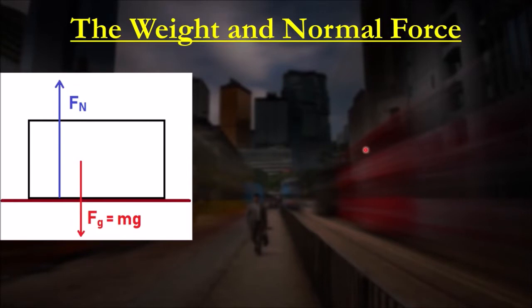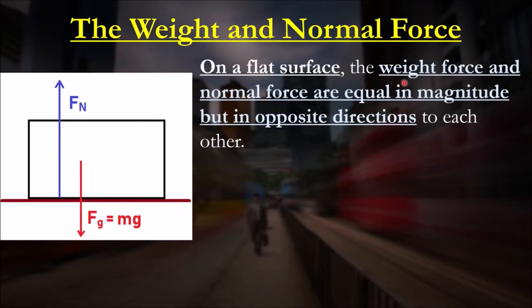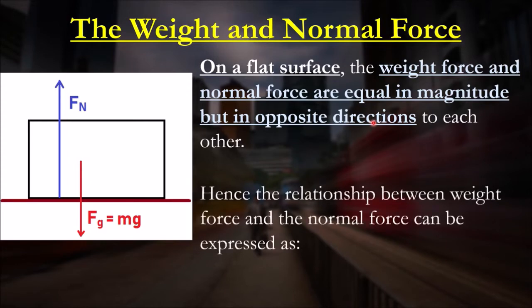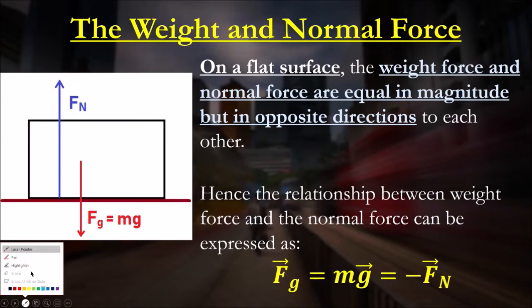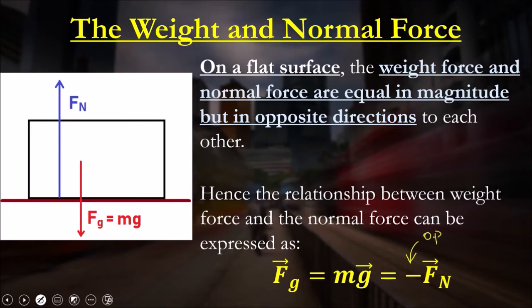So the weight and normal force: if you're on a flat surface and the object is stationary, then the weight force and the normal force are equal in magnitude but in opposite directions. Okay? Mathematically speaking, you can create a little formula for that. You can write it like this: Fg, gravitational force, equals mg, minus the normal force. The minus just means it's in the opposite direction.